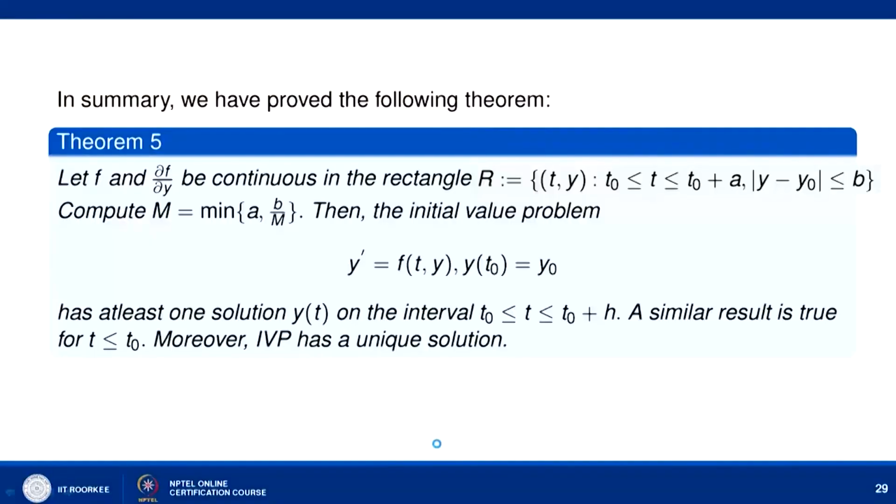So if we summarize the discussion which we have done today, we can say that we have proved the following theorem: let f and ∂f/∂y be continuous in the rectangle R, where R is defined as the set of (t, y) such that t lies between t0 and t0 + h, and |y − y0| ≤ b, and we can compute the bound M, with h the minimum of a and b/M.